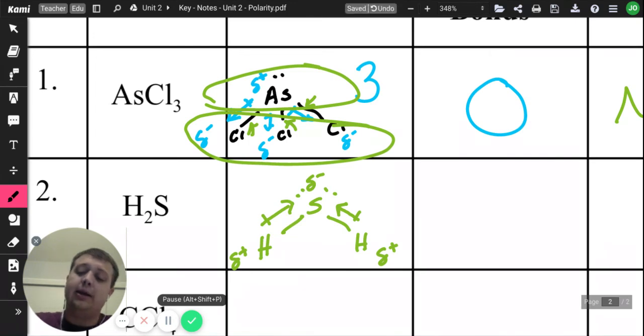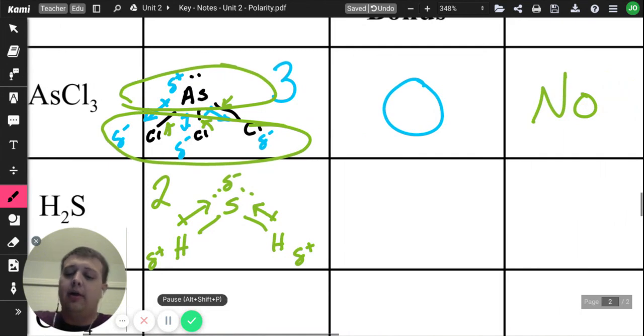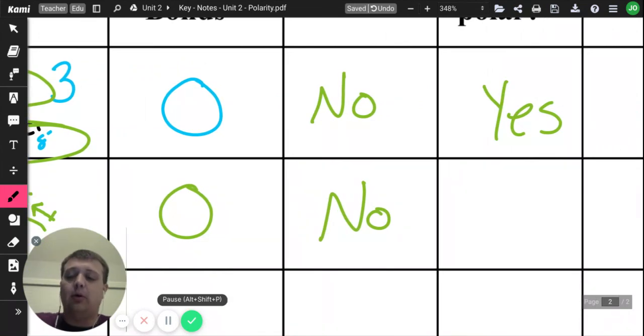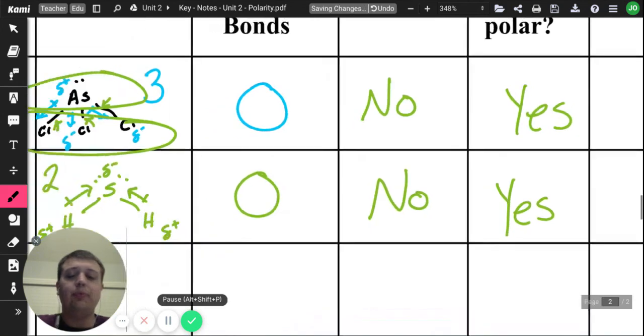Are there any polar bonds? Yes, there are 2 polar bonds. There are 0 nonpolar bonds. This does not resonate. And then, is it a polar molecule? Yes, it is. Okay?